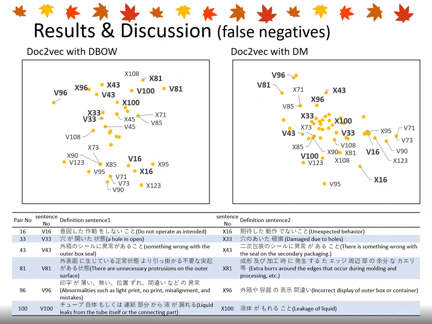This slide focuses on the map of Doc2Vec among the false negatives, comparing the DBOW and DM plots. The pairs of similar sentences in the DBOW plot more closely to each other. The bold letters indicate those. We think that it is necessary to investigate the cause of not being true positives together with the cosine similarity in future work.